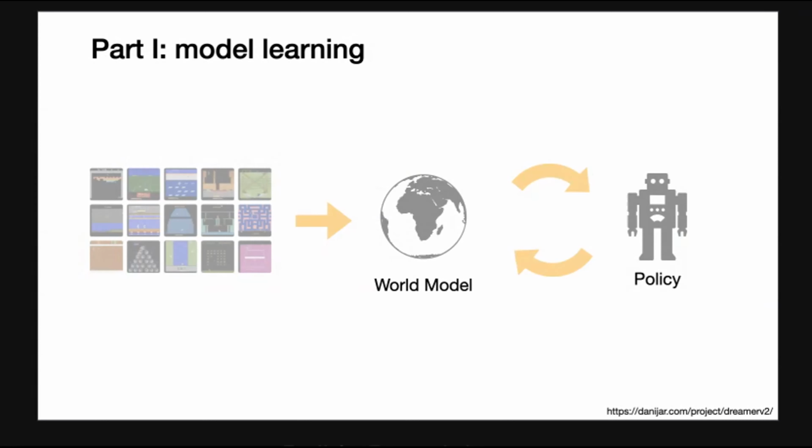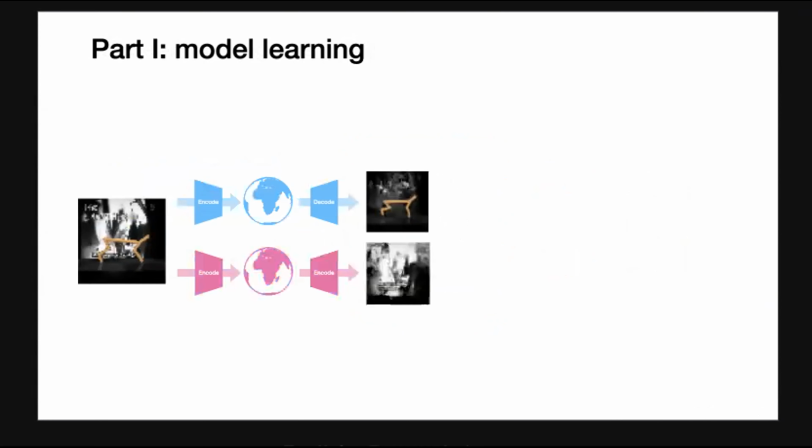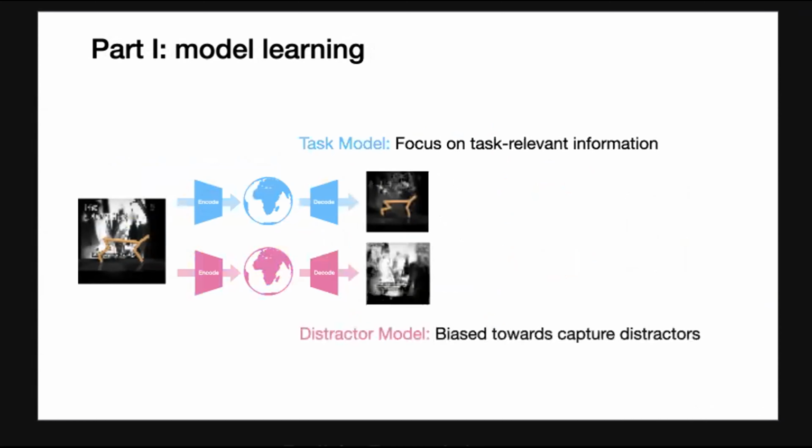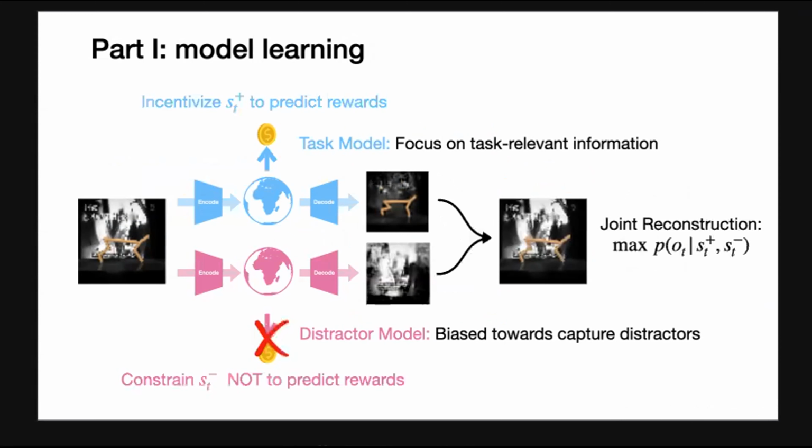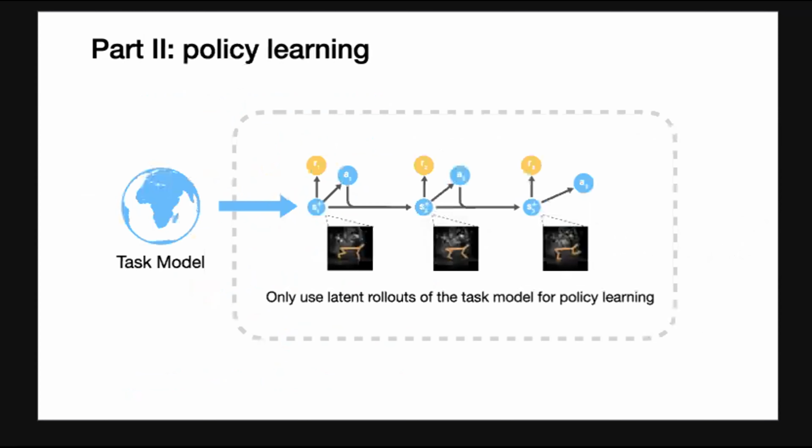First, let's take a look at how we learn the world model. Our proposal, learning task-informed abstractions, explicitly models the task-relevant state and the task-irrelevant state in two separate streams, which we refer to as the task model and the distractor model, respectively. We incentivize the task model to capture task-relevant information by forcing it to predict the reward accurately. On the other hand, we discourage the distractor model from capturing task-relevant information by constraining it not to predict reward using adversarial loss. By having the two models jointly reconstruct the input observation, the task model can focus on capturing task-relevant information, but the distractor model is biased towards capturing distracting information.